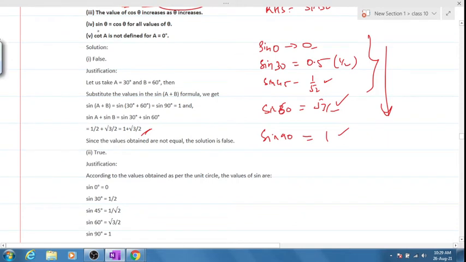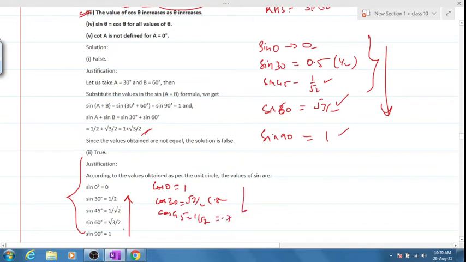Clear everyone? Now if you have understood this clearly, tell me what you will say for the third one. The value of cos theta increases as theta increases. Is it true or false? It is false, because the table is exactly opposite, right? Cos 0 is 1. Cos 30 is root 3 by 2, which is close to 0.8. Then cos 45 is 1 by root 2, close to 0.7. You see it's constantly decreasing, yes or no?